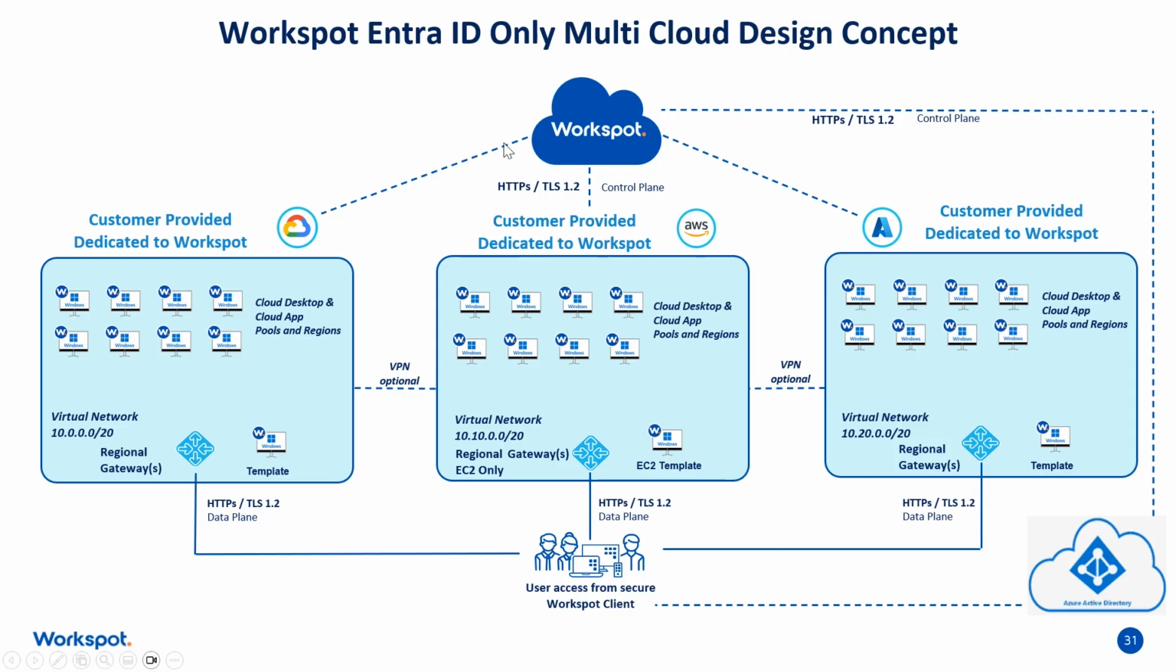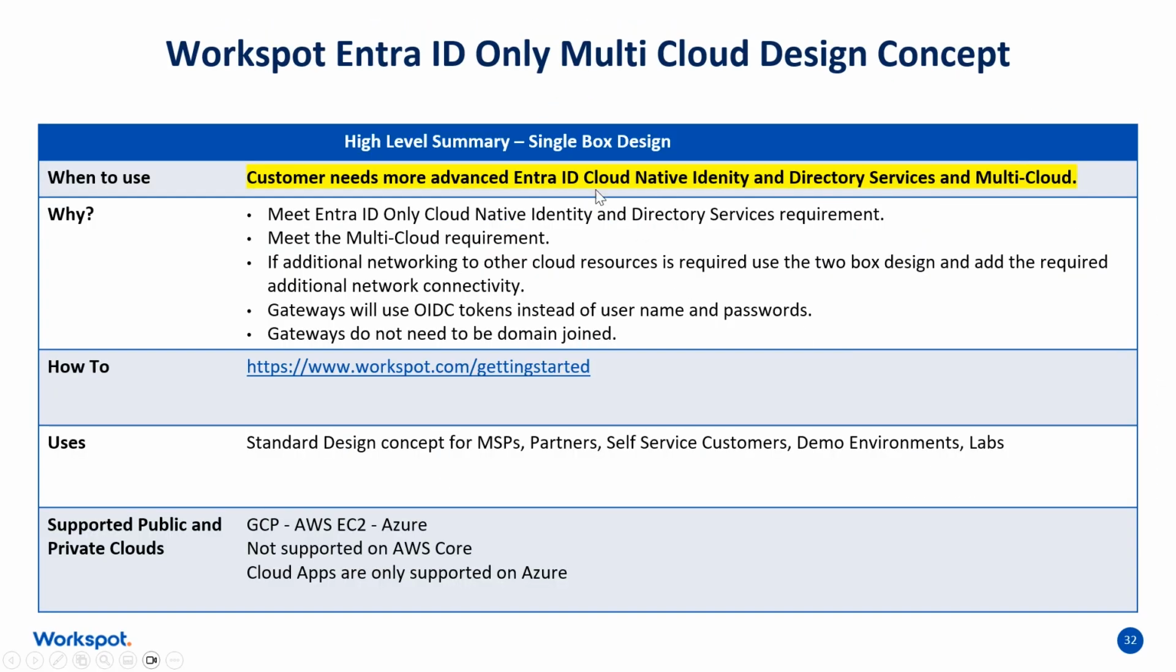So we'll take that same multi-cloud design concept, and now, as you can see here, we're going to introduce Azure Active Directory, so Entra ID only. It's very, very possible to do that same design. What's nice here is VPN is optional, because you can keep these clouds isolated from each other, or use our networking foundational connection to VPN or peer over to whatever other resources they need, but we're still putting these Workspot resources in their own boxes. And so this will meet an Entra ID only, cloud native identity directory services management.